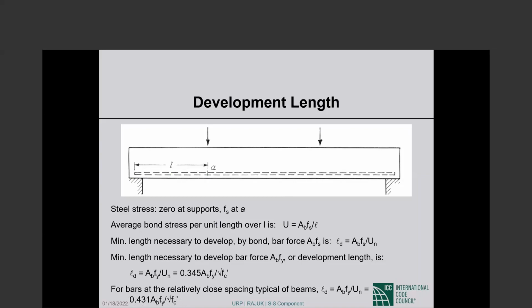The other way to think is the stress in the bar changes from 0 to f sub s because of bond between the reinforcement and the concrete. Okay? So this bond stress u or bond per unit length u multiplied by L must have added up to A sub b times f sub s. Okay? So that is understandable.